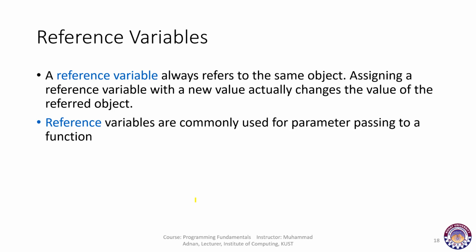Remember that here we are just saying that variable and object are the same thing, but later on you will see that there's a difference. Assigning a reference variable with a new value actually changes the value of the referred object. So a reference variable can get one address at a time, but you can change it. You can give it another name. So now that reference variable will be pointing to another referred object. Reference variables are commonly used for parameter passing to a function.